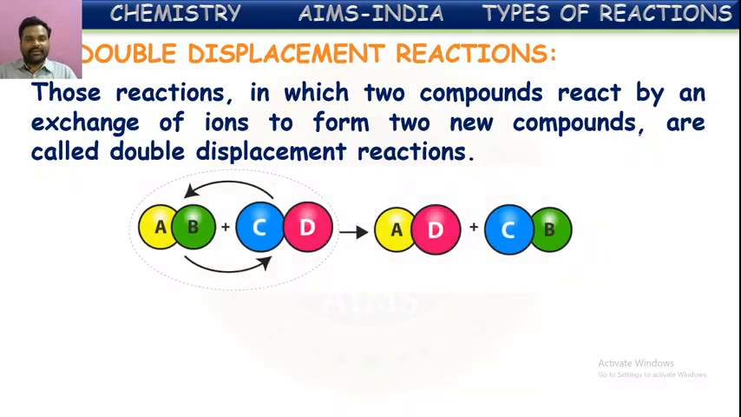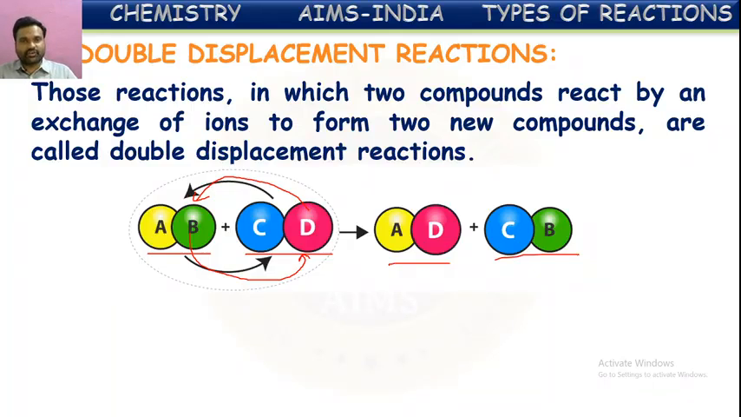You can see this diagrammatically here. AB is a compound, CD is a compound. Before the reaction these two are the reactants. When these two compounds are combined in solution form, see here, D is coming and combining with A, and B is going and combining with C. What is happening? They are exchanging their ions. From CD, D is coming and combining with A. From AB, B is going and combining with C. So mutual exchange of ions is happening here, and finally two new compounds AD and CB are formed.